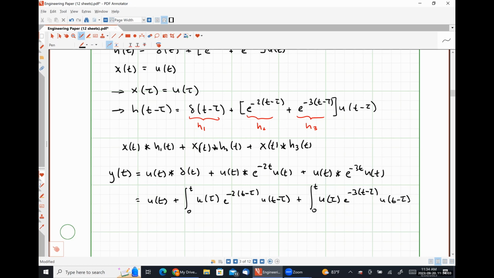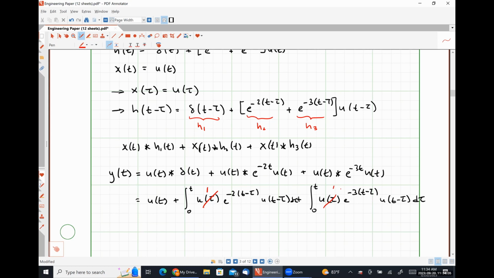D tau. And I should have a detail there, sorry. So let me ask you guys a question. What does u of tau look like over this interval? 1, right? So this bit right here is just going to go to 1.